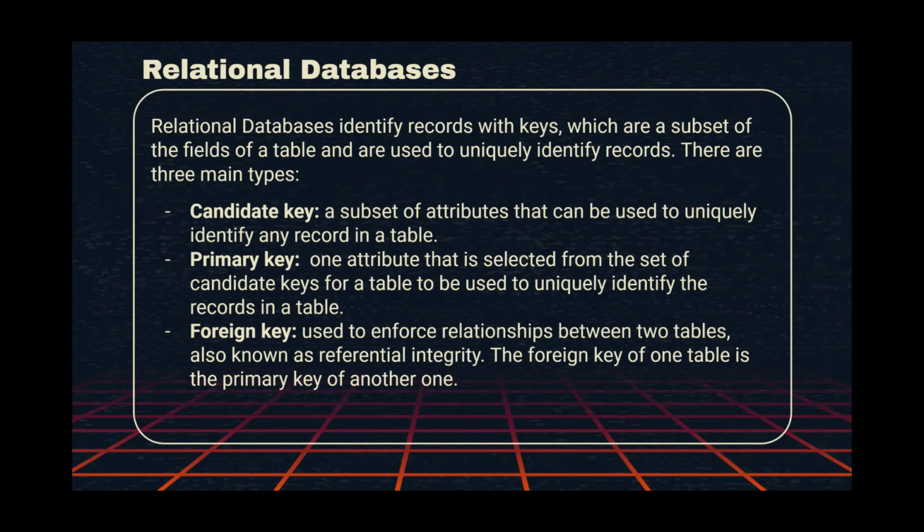And the third one is the foreign key, which is used to enforce relationships between two tables, which is also known as referential integrity. The foreign key of one table is the primary key of another one.